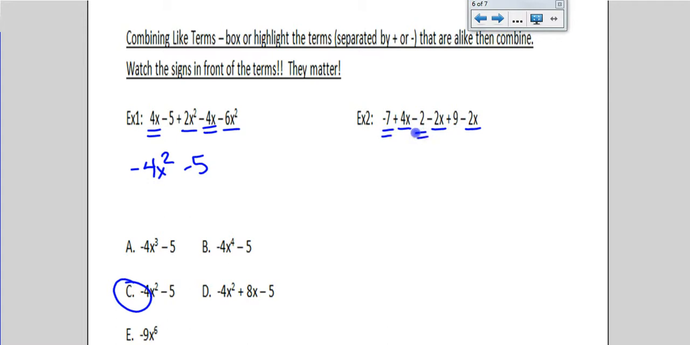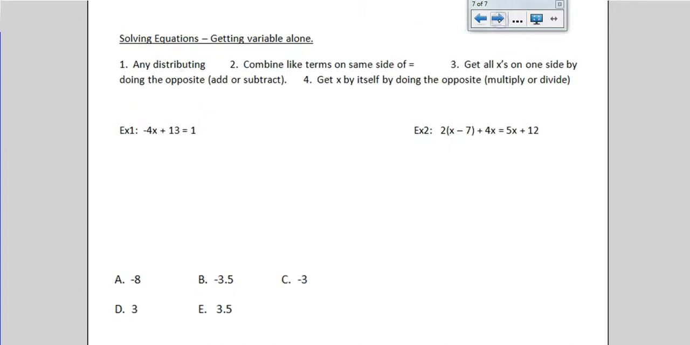-7 minus 2, and then plus a 9. That's -9 right here and a +9 right here. They all cancel out. Turns out there is absolutely nothing left in this expression once we combine our like terms.